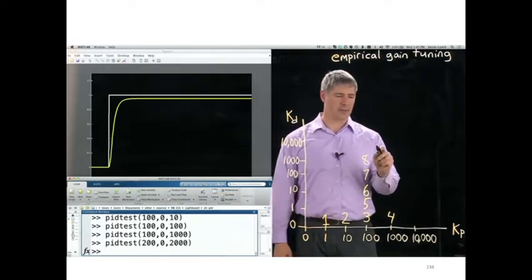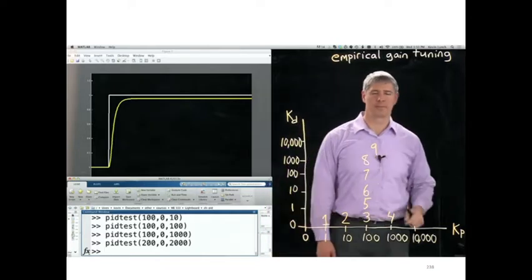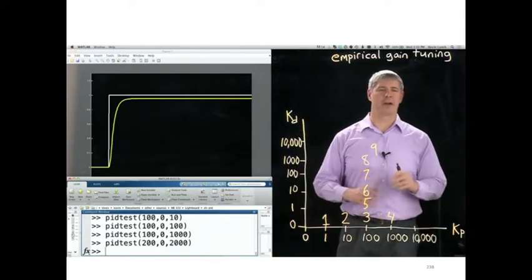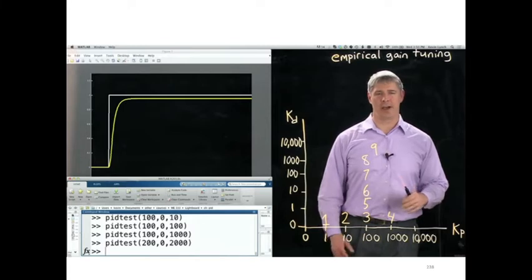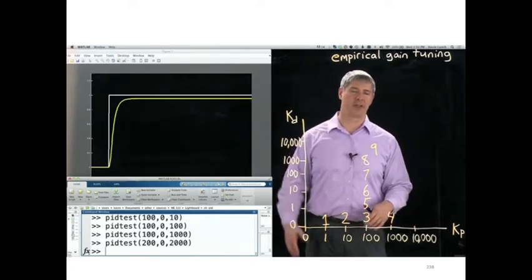So this is guess number 9. We've increased in both K sub P and K sub D. So let's stop there with our PD gain tuning. And by the way, we can't make our gains arbitrarily high or else we're going to see chattering behavior.